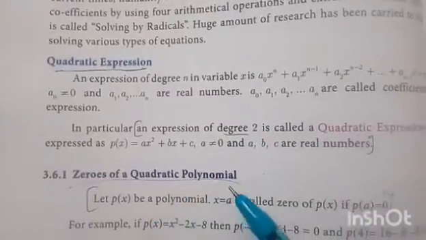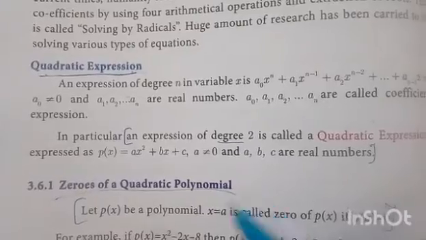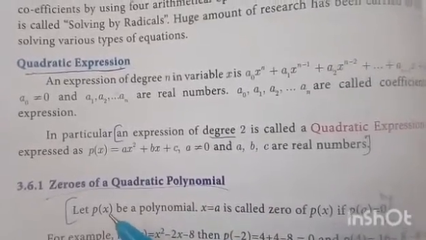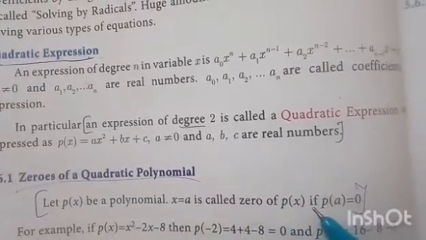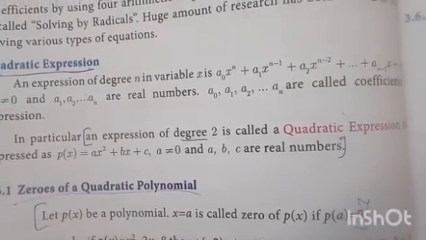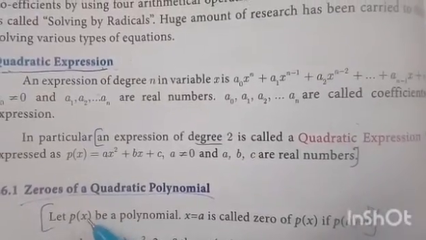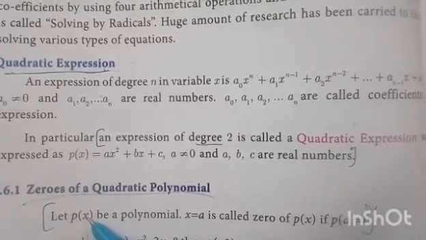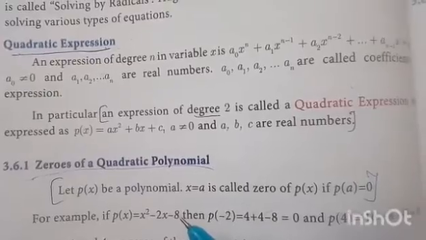Next, zeros of a quadratic polynomial. Let p of x be a polynomial; generally we consider any quadratic polynomial. x equal to a is called a zero of p of x if p of a equal to 0. That means for this p of x, if we substitute a value for x and we get 0, then that value is called a zero of p of x. For example, p of x is equal to x square minus 2x minus 8.